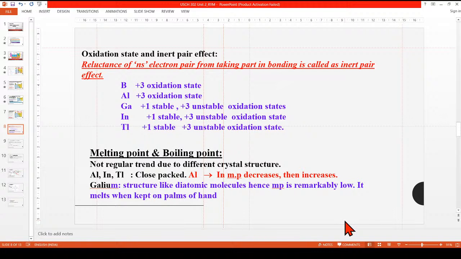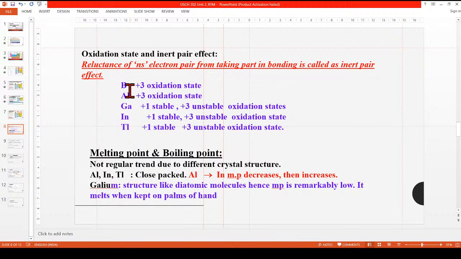Okay, then in oxidation state, what is happening for boron? The electronic configuration is 2s2 2p1. For aluminium also it is 3s2 3p1. But now in the case of gallium, indium and thallium, their electronic configuration is 4s2 3d10 and 4p1 for gallium. So the same is reflected in the others, only the shell number is added.